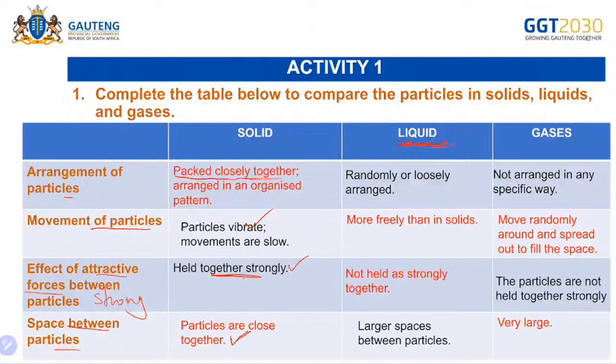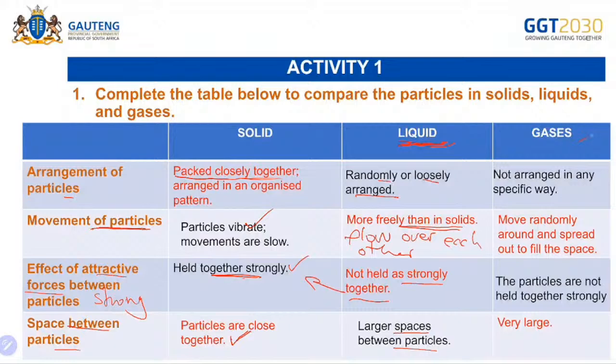Now, let's move on to liquids. How are the particles arranged in liquids? They are randomly, or you can use the word loosely, arranged. What about movement? They move more freely than in solids. Remember, we said they can flow over each other. What about the forces of attraction? They are not held as strongly together in comparison to the solids. And the spaces between the particles are larger.